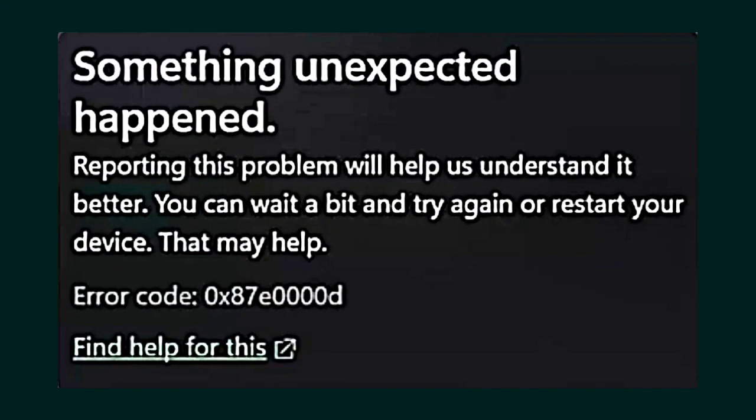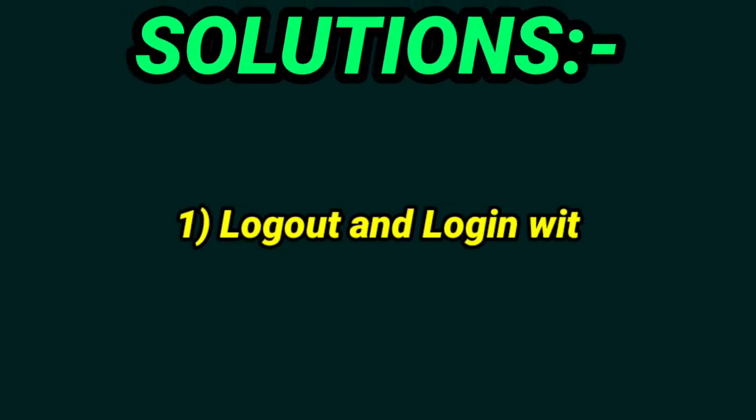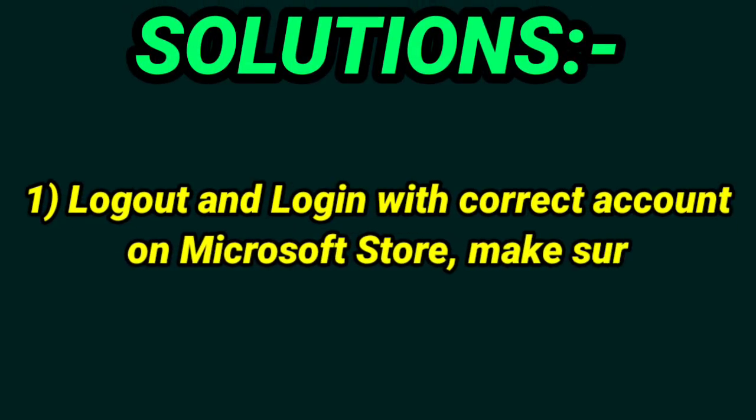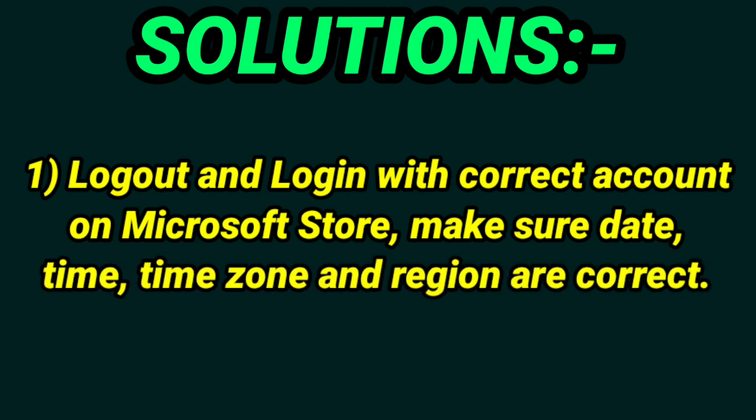Whenever you are trying to install Sea of Thieves from the Xbox app or Microsoft Store, it shows "Something unexpected happened," error code 0x87e0000d. So guys, the solution of this error: the first step is to log out and log in with the correct account on Microsoft Store. Make sure date, time zone and region are correct. So this is the first step.